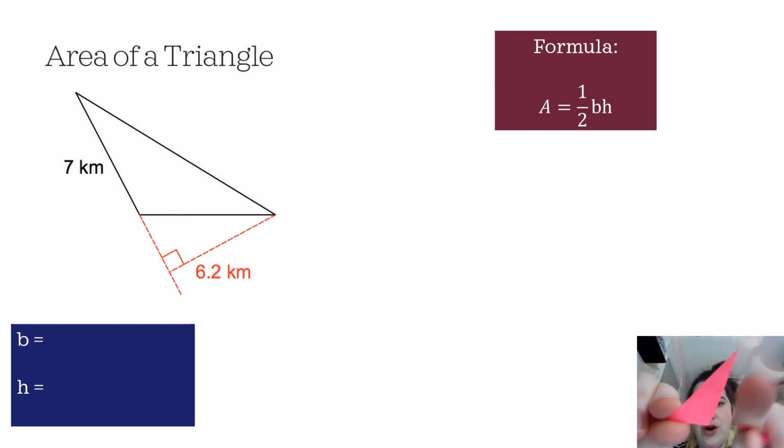It curves a little bit, which means to find our height, we still have to go to the tippy top, and we have to go down in a straight line, and then we're going to see how much that height is. So it's still going to be a straight line from the top all the way down to the base. But in this case, it's outside of our triangle.